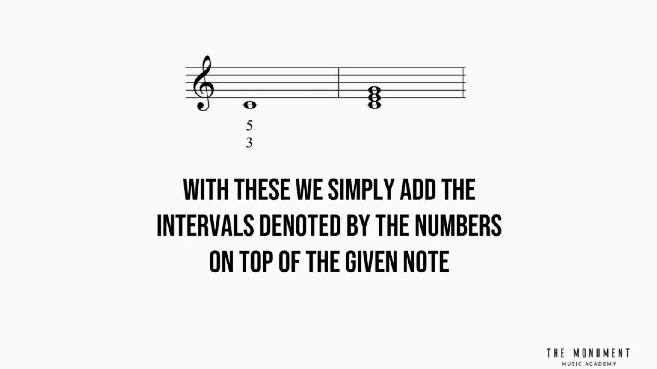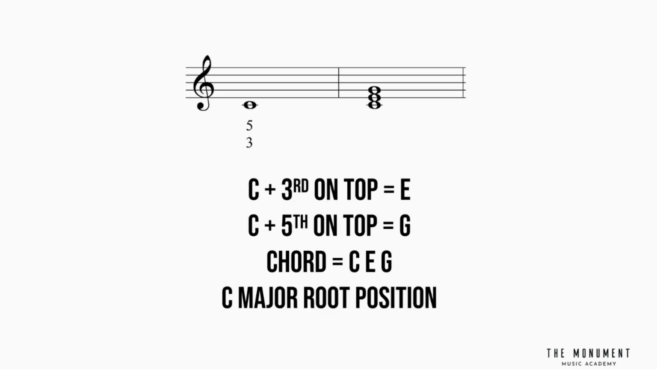In this example, the middle C note, together with the numbers 5, 3, will produce a C major chord with C, E, and G notes. This is because from the C note, a third on top will be an E, while a fifth on top will be a G. So the resulting chord consists of C, E, and G, a C major root position triad.